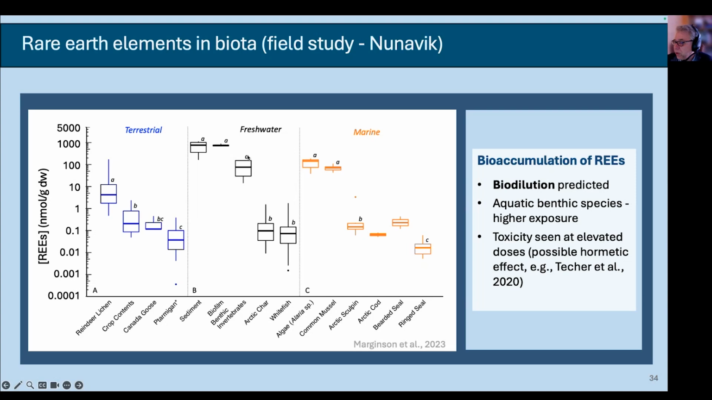And for freshwater, we have biofilms, benthic invertebrates, then Arctic char and whitefish. So again, when you get to the fish, the levels are really low, and note that this is a logarithmic scale. And then in marine systems, you have algae, mussels, fish, and then ring seals. And again, it's going down. So really, I'm quite convinced that biodilution is occurring trophically for REEs in nature.